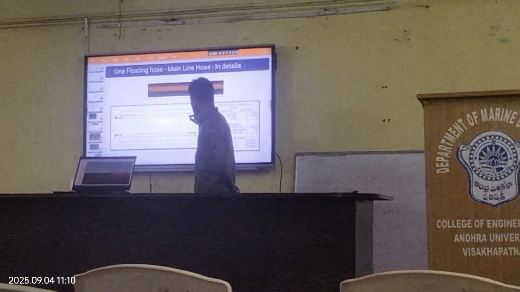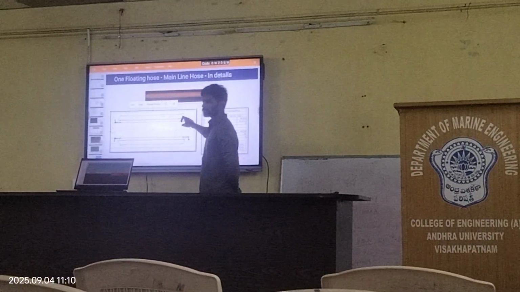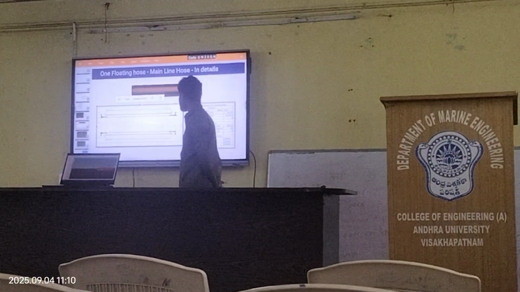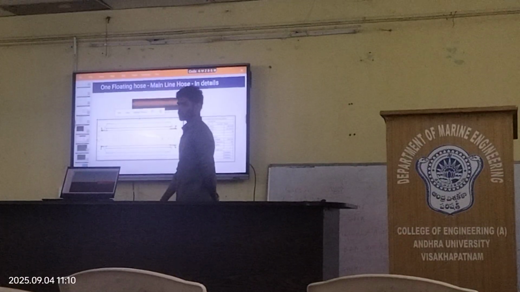This is the floating hose inner and outer diameters, and this is the inner sheeting, and this is the outer sheeting. This layer is of composite material. The hose is made up of composite material. The sheeting is made up of polymer plate.